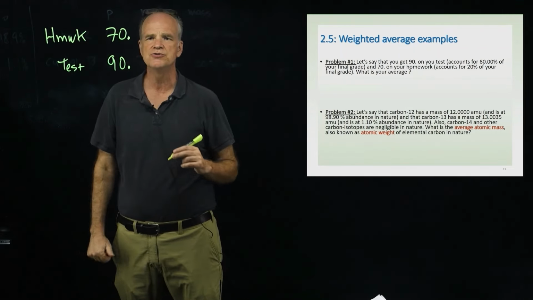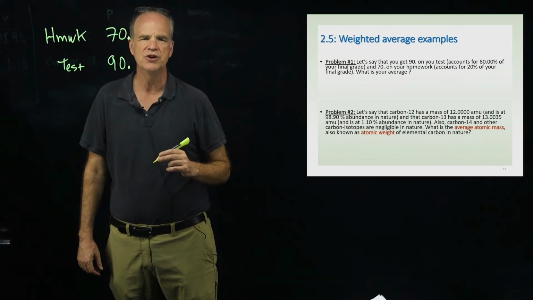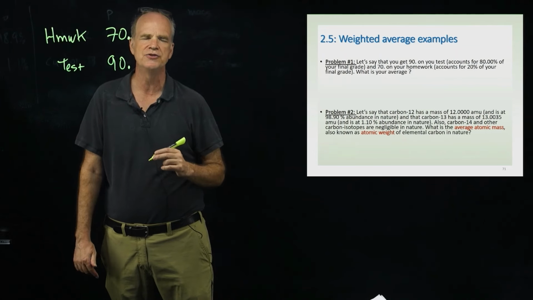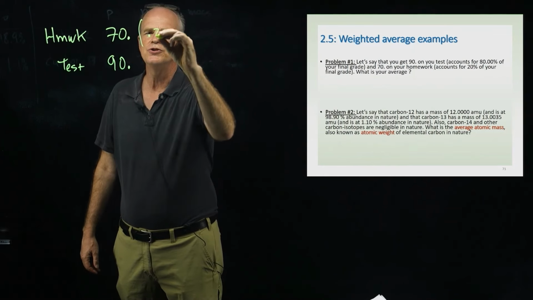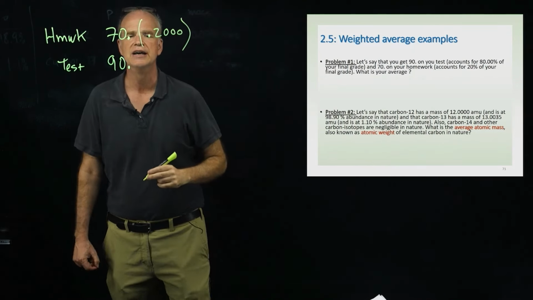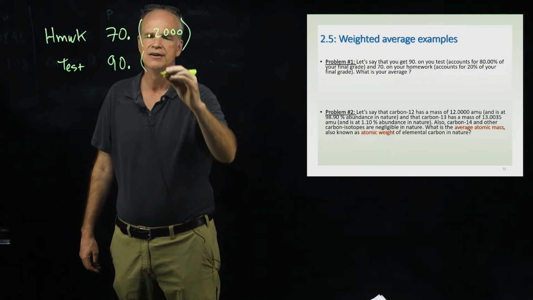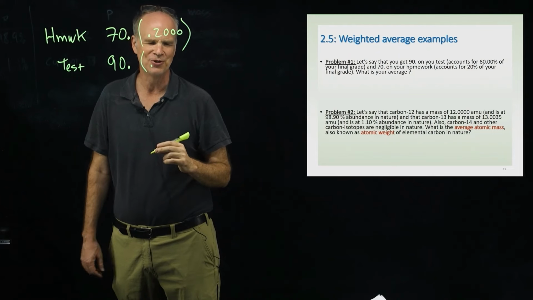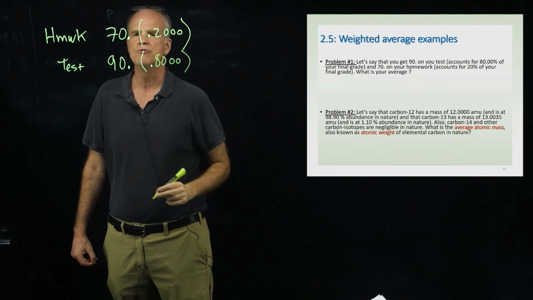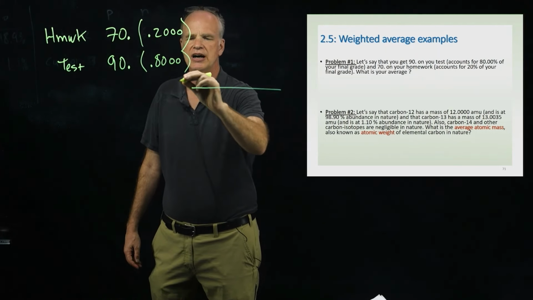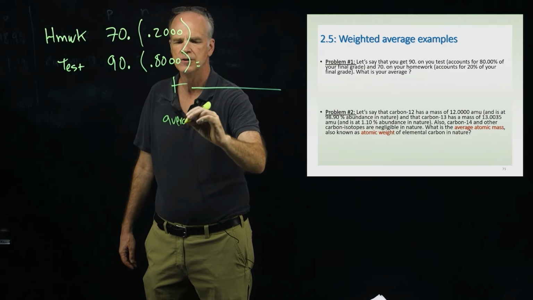So with homework, it's going to be 20% of the grade. And so what you want to do is take the homework grade of 70, and you don't want to multiply it with the percentage. You want to multiply it by the decimal form of that. So the decimal form of the percentage is going to be 0.2000. Okay, so for the test, the score is 90. And so again, you want to multiply that by the decimal form of the percentage. 80% is going to be 0.8000. And then what you want to do is you want to add these up, and that should give you the average for the class.